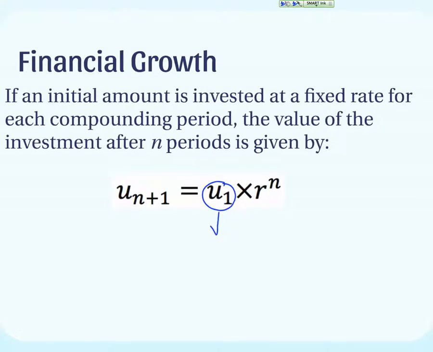U sub 1 is our initial amount. It might be dollars, might be pounds, might be yen, might be something else, because we do have an international textbook. But whatever it is, it's money. It's the initial amount of money that you put in the bank. Whether it's $2 or $1,000 or $1 million, it's the amount of money you start with.